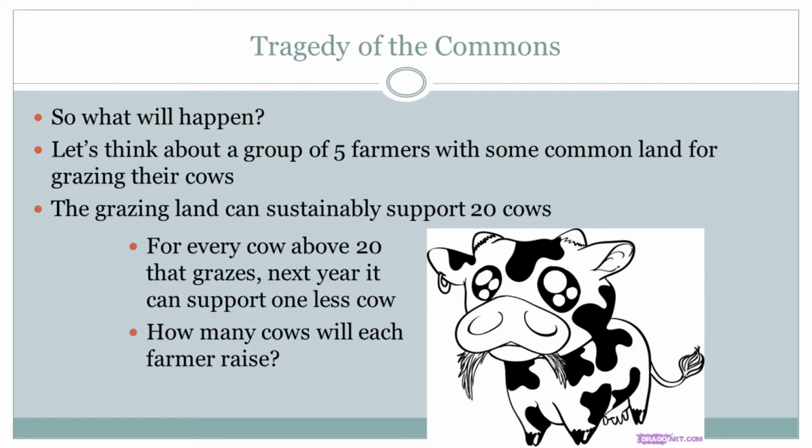So let's imagine that we have a group of 5 farmers and they have this common land for grazing cows. Now the land has enough grass to sustainably support 20 cows. If you bring 20 cows to graze, then it'll be fine. But then one farmer might think, well, hold on. If every one of us brings 4 cows each, that's 20 cows, fine. But what if my neighbor brings a 5th cow?